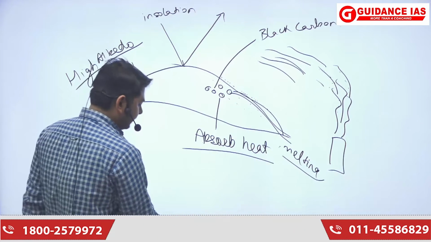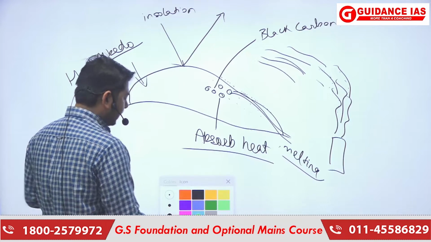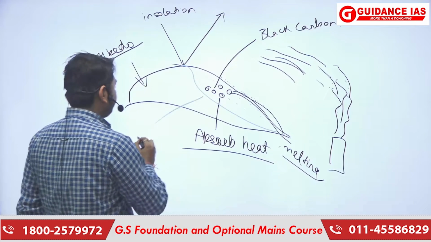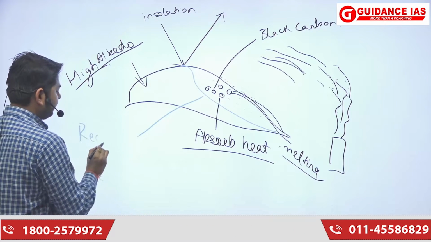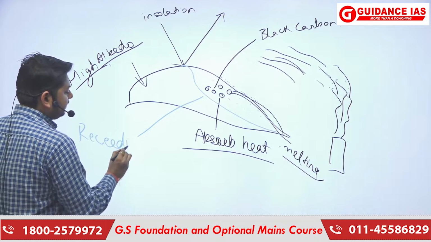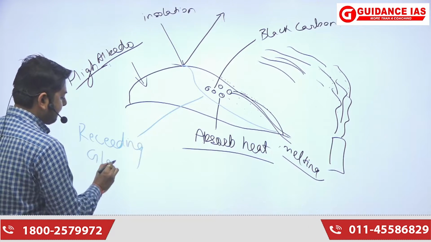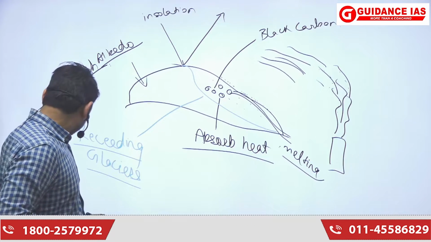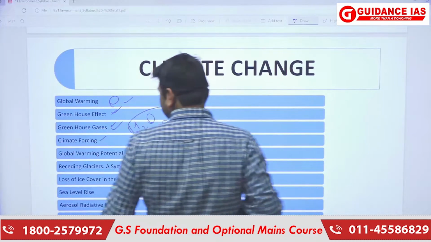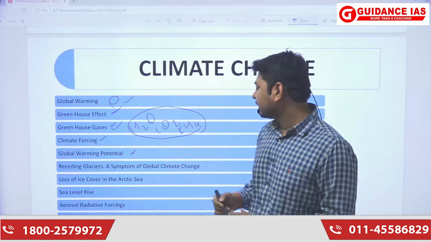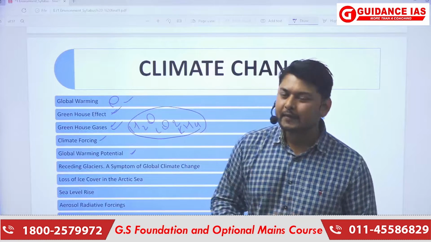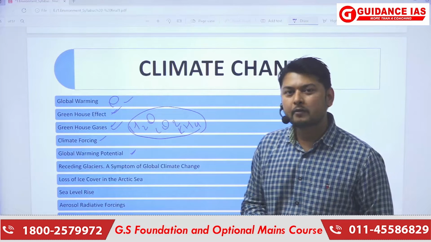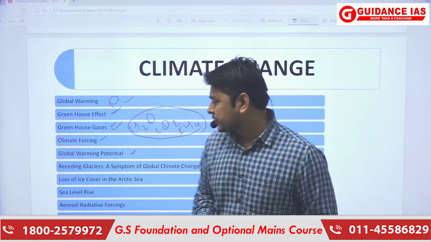This melting causes receding glaciers. Okay, so got this point, that receding glaciers are a symptom of global climate change. So because of various factors, the glaciers are receding. One of the factors is pollution of the environment, and the rise in temperature.